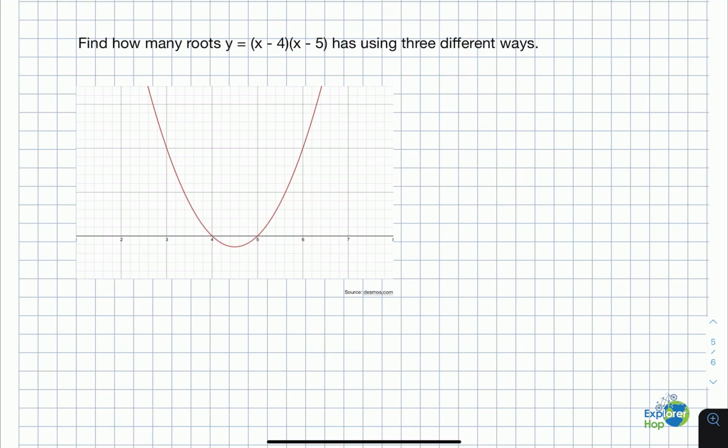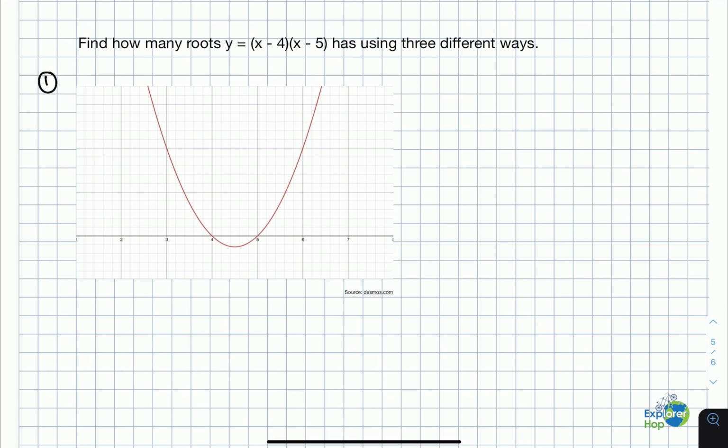Today we have to find out how many roots y is equal to x minus 4 times x minus 5 has, and we have to use 3 different ways to do it. So let's get started. Method number 1 would be to inspect the graph of the actual equation and see how many times the parabola intersects the x-axis.